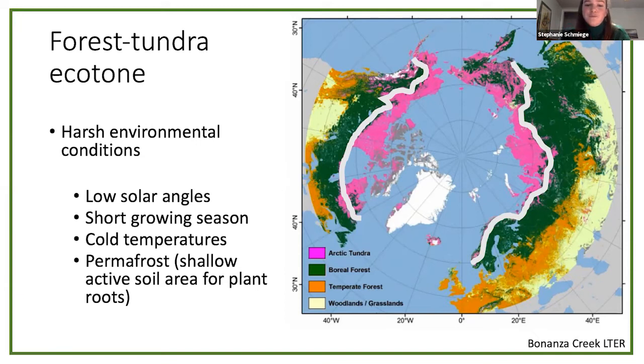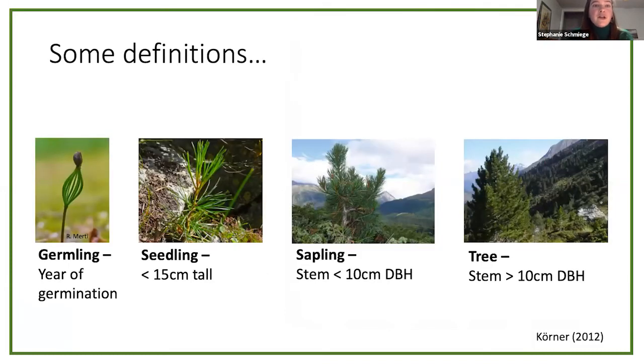Since we're talking about tree line, I think it's very important for us to be clear with our definitions, particularly with what we mean by a tree. A lot of the tree line literature uses definitions that were put into place by a scientist called Körner, who studies tree lines quite a bit. And he describes the first year of growth as the germling stage. I think that's kind of a fun word. It's not commonly used in the literature, but it's fun to say.